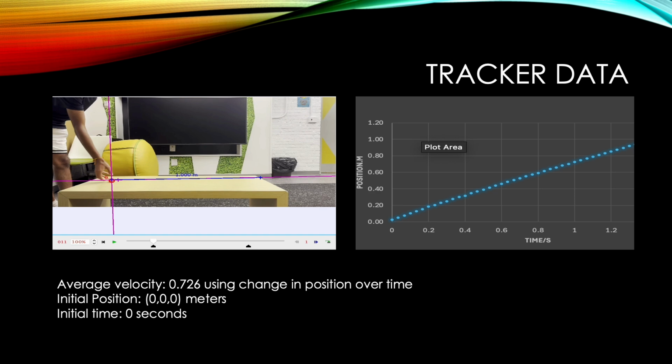Tracker data. I uploaded this exact video onto the Tracker app, which let me go frame by frame to find the exact distance the ball traveled across the table. I was able to calculate the average velocity of 0.726 using change in position over time. What was the initial position of the ball when it left my friend's hand? It was 0.00 meters. The initial time, on the other hand, was 0 seconds. I was then able to get the position versus time graph as shown on the right-hand side of the slide.